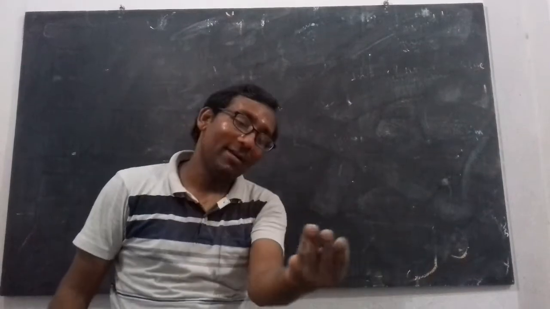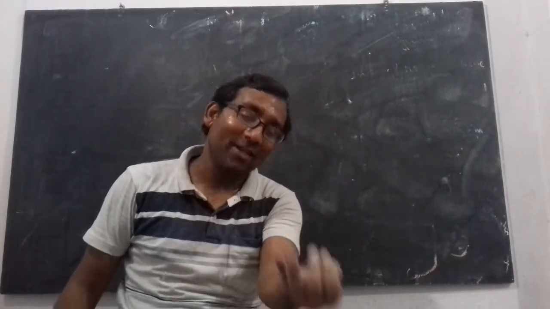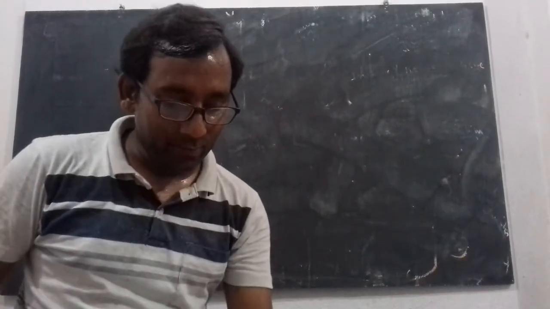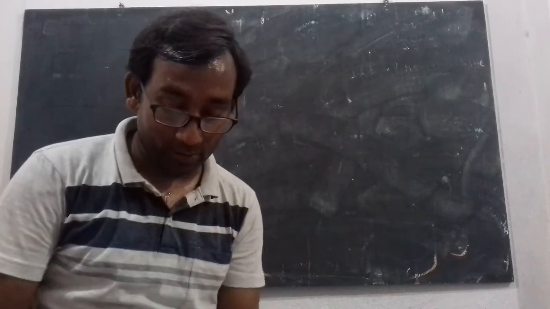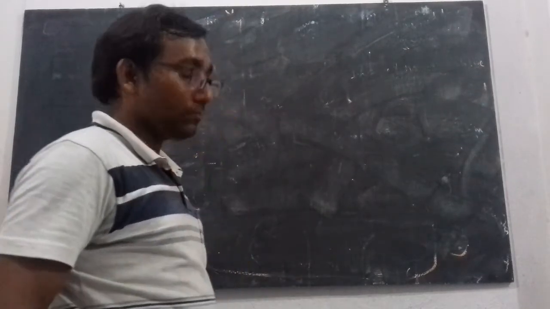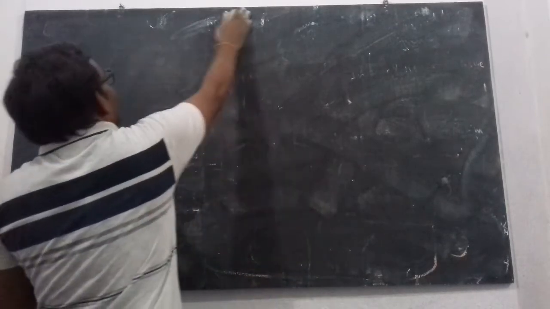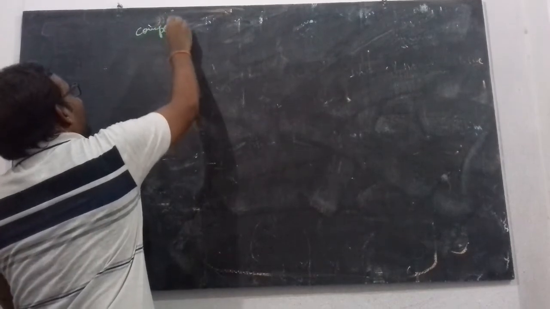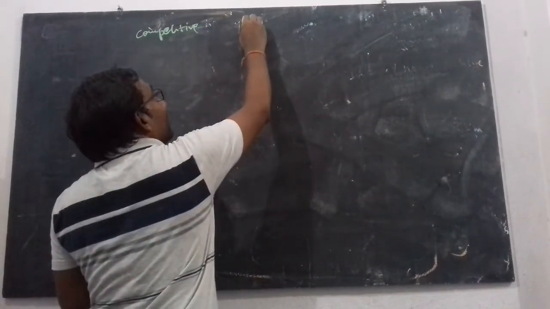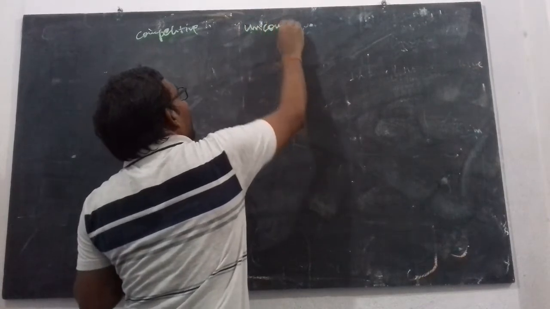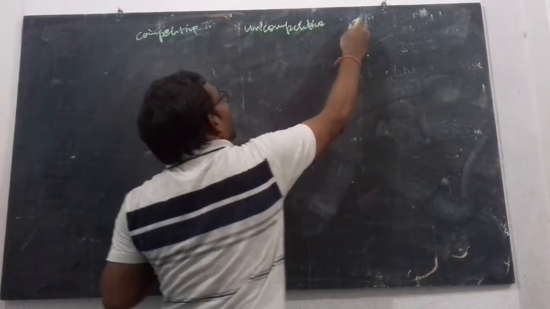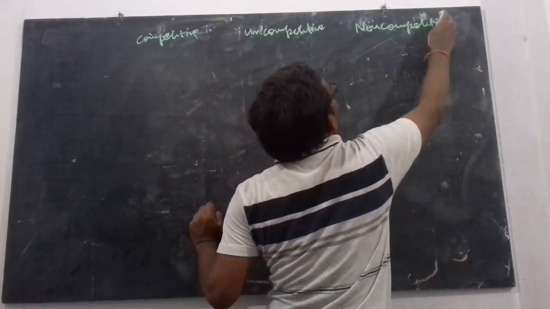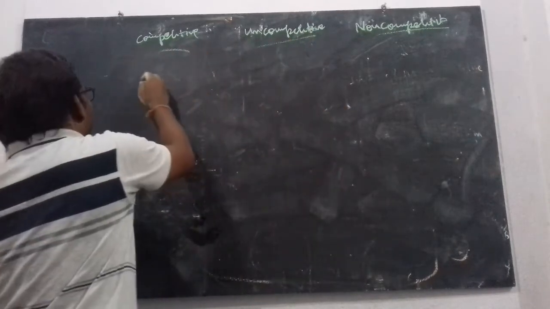Now, one last thing I want to tell you. We have already learned that reversible inhibitions are of three types. What are they? Competitive, uncompetitive, and non-competitive. We have learned the graphs of all of them, and how to draw the double reciprocal plot for all of them. So I will just summarize it. This is competitive, this is uncompetitive, and this is non-competitive inhibition.